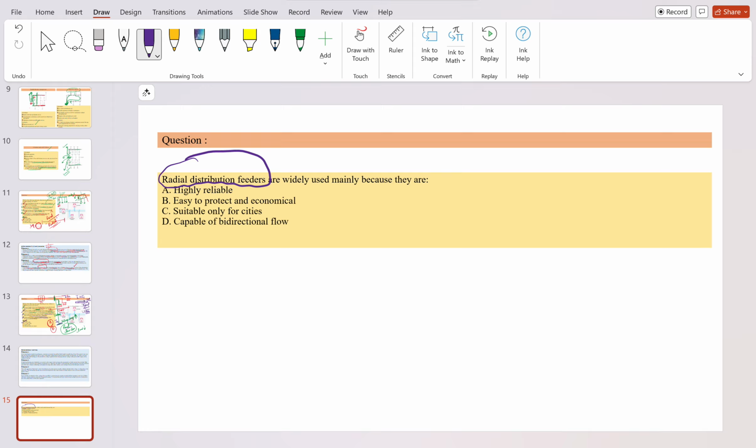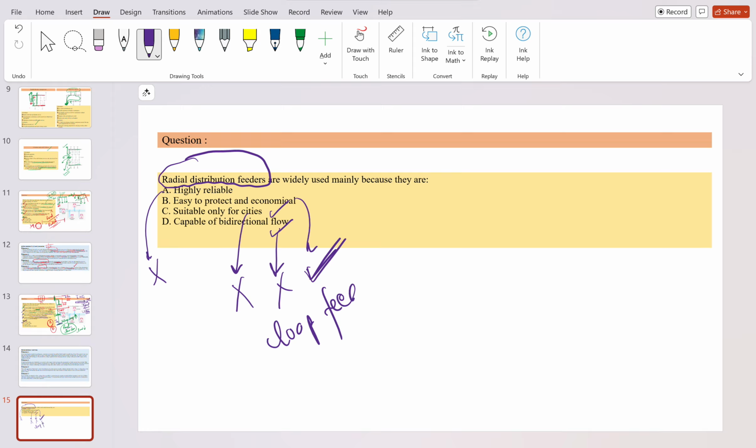Okay, I got few answers. It is already explained why the radial feeders are widely used. Highly reliable, that is false. Easy to protect and economical, that is true. Suitable only for cities, false, because there are rural feeders where we have seen it is being used. Capable of bidirectional flow, that is false, because the loop feeders have the bidirectional power flow. So the correct option is option B.